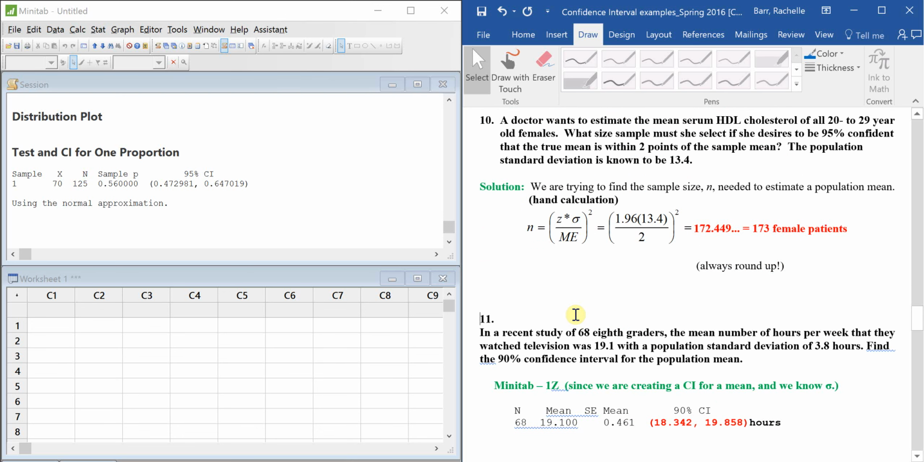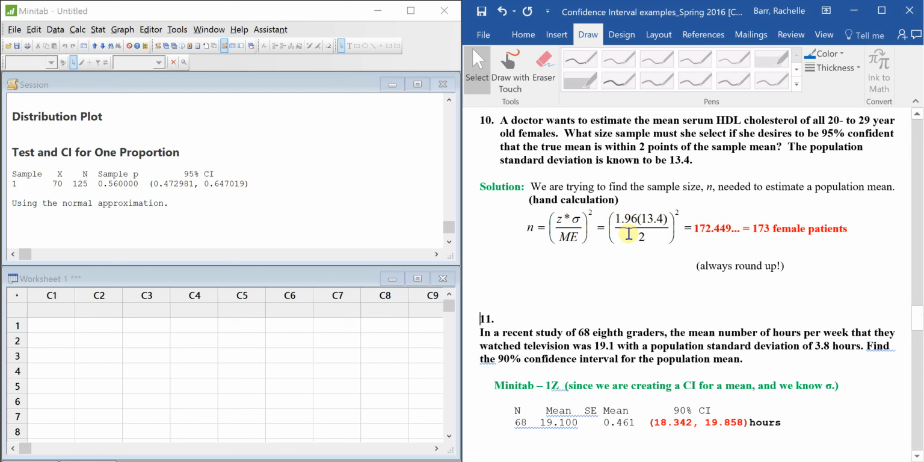Alrighty. A doctor wants to estimate the serum HDL cholesterol of all 20 to 29-year-old females. What sample size must she select in order to be 95% confident that she has the true mean within 2 points of the sample mean? The population standard deviation is known to be 13.4. This is another sample size calculation, and this is pretty typical. I showed you how to get this formula earlier, so we just need to set this all up. That 1.96 is coming off of a common table, or you can use the graph probability distribution plot to come up with that value.